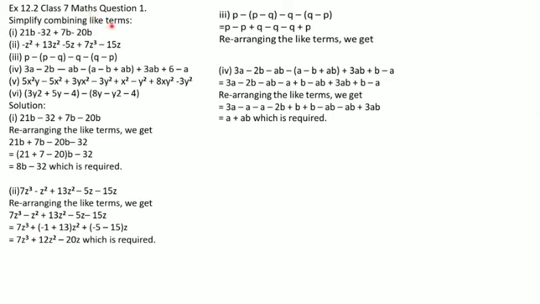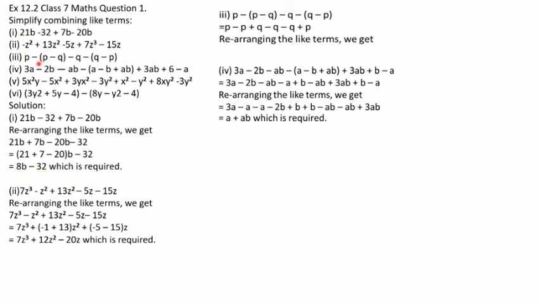Now let us take another question. This is question number 1 of exercise 12.2, class 7th NCERT maths. We have to simplify by combining the like terms. The first one you can see: 21b minus 32 plus 7b minus 20b. Combine all the like terms together and then simplify. I have rearranged this: 21b plus 7b minus 20b, and negative 32 is the other term. Simplify this and you get 8b minus 32.